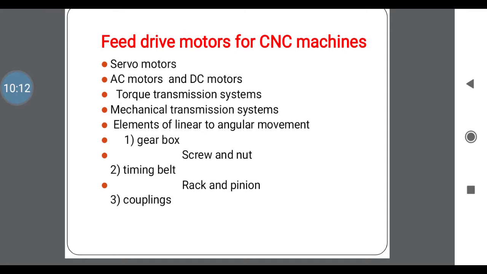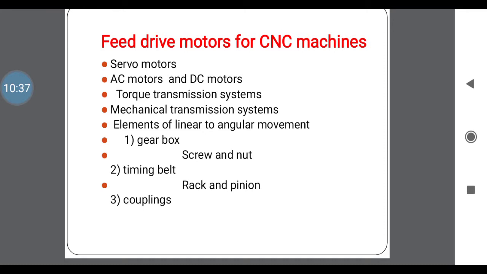Second one is the timing belt. In that, rack and pinion. This is similar to screw and nut. The pinion rotates, the rack moves forward and backward: clockwise to forward, anti-clockwise to backward. That is how to convert linear to angular. A linear movement is directly converted to angular, or angular is directly converted to linear.